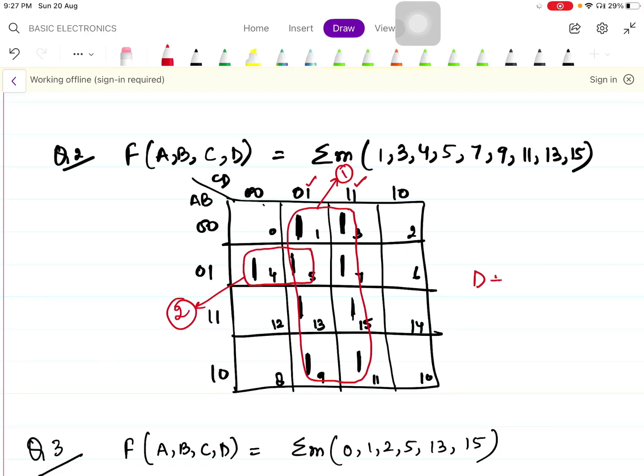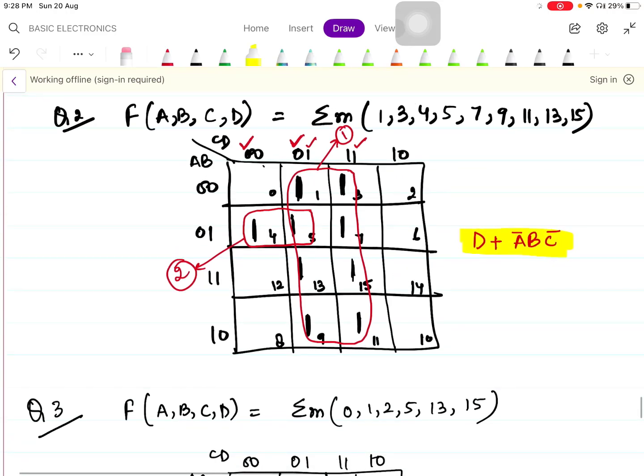Now for writing the answer for the other group, we will first go to AB. A single row of AB is covered, so the whole row will come, that is A bar B. And in the CD part, C bar is common. So this is how we write the answer. The answer comes out to be D plus A bar B C bar. Okay. So I hope that the solution and answer are clear to you all.